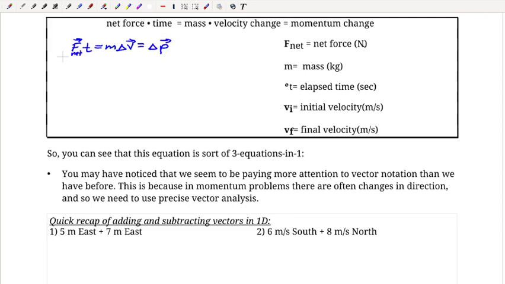F net is your net force, m is your mass in kilograms, t is the elapsed time in seconds, v initial is the initial velocity, and v final is the final velocity. Now we could also write this out as F net t equals m v final minus m v initial. Sometimes that's going to end up being the most convenient way to have things. Just remember that this is where we came from.